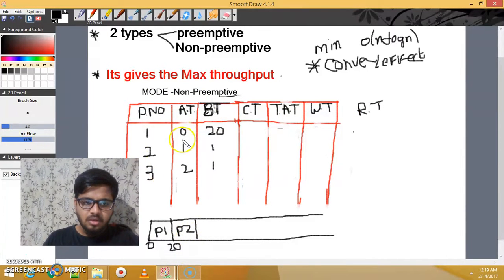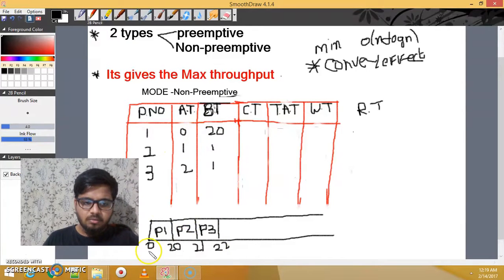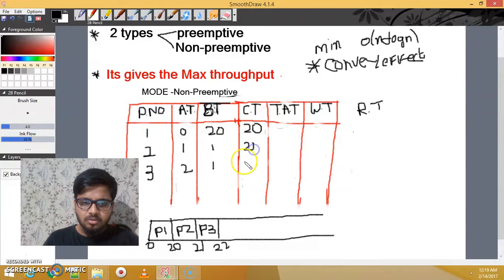Process P2's arrival time is 1, and it requires only 1 unit of time. Process P3 also requires only 1 unit of time, so that is 22. First I took process P1 and completed it at 20. Process P2 is next, so 1 unit. What is the completion time of process P1? It is 20. So process P2 will be completed on 21, and P3 on 22.